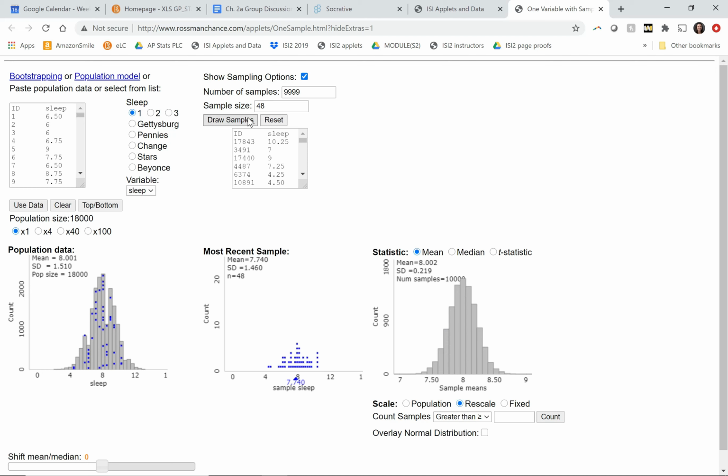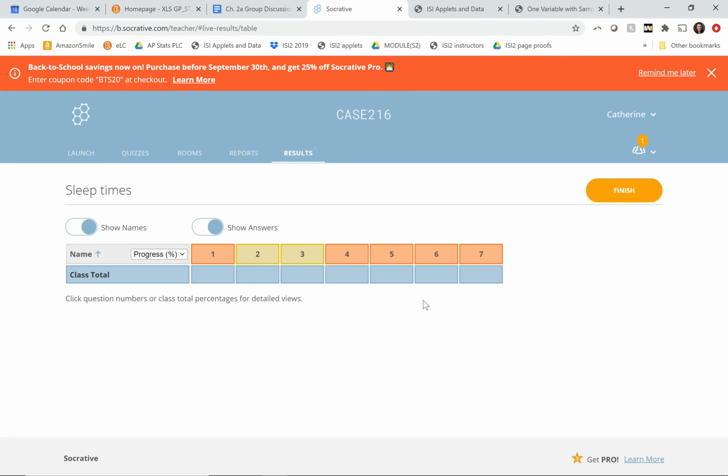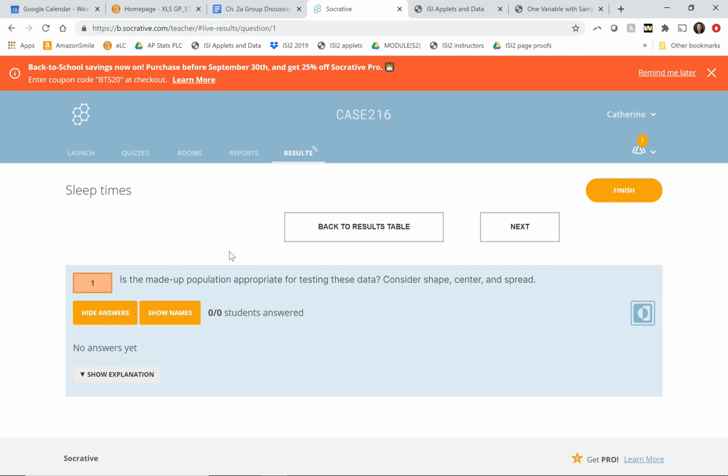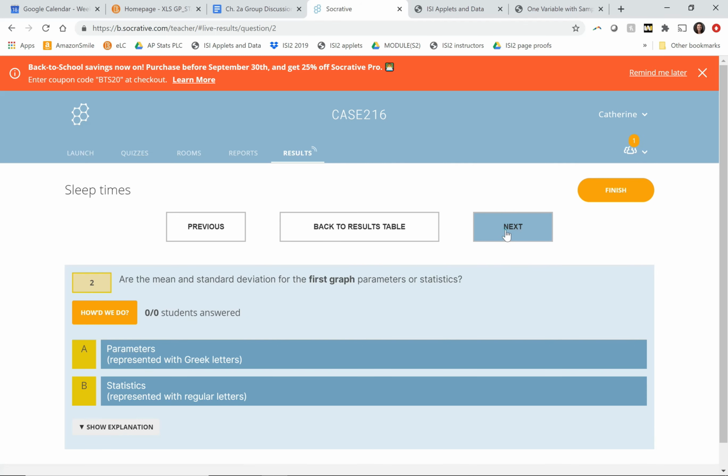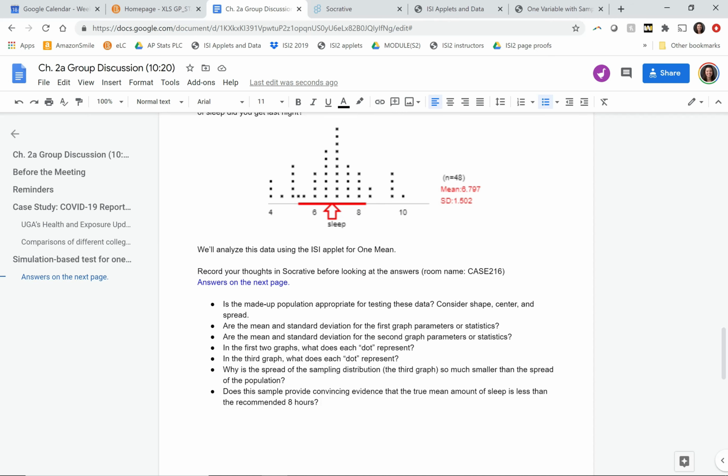So I just went through this really quickly because I really want you to reason your way through this example on your own. And even though we didn't do the Socrative questions in class, I went ahead and opened up some Socrative questions for you. So log in, go to room name case 216, and there'll be some questions for you to answer about this scenario. So you can see the full list of questions here, and then the answers are on the next page.